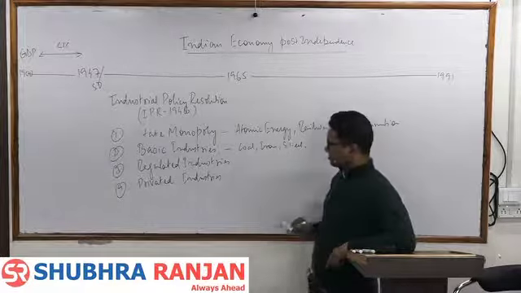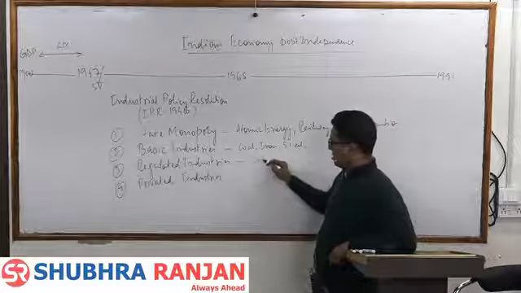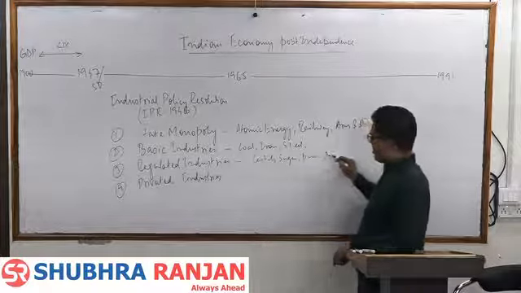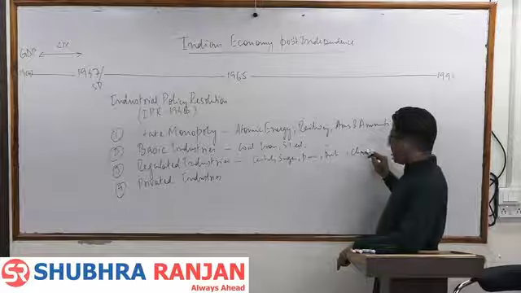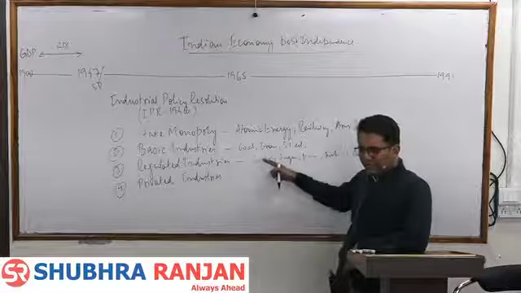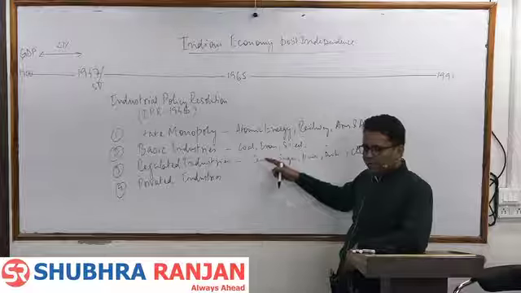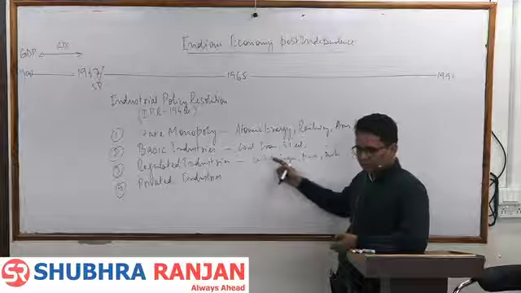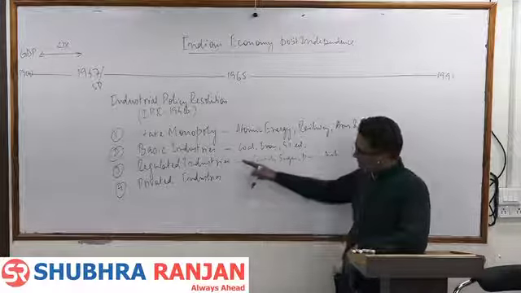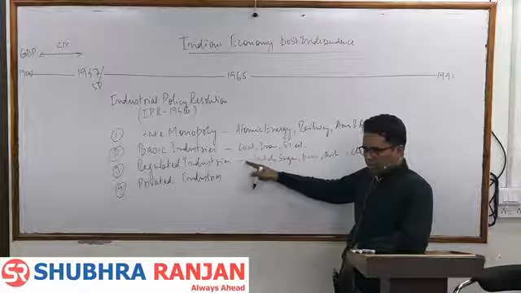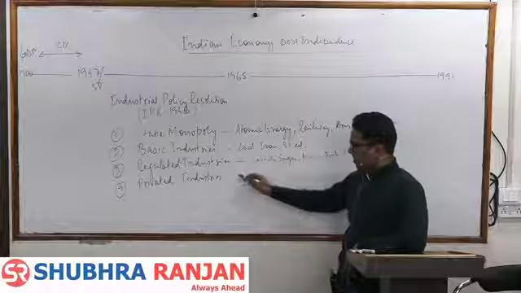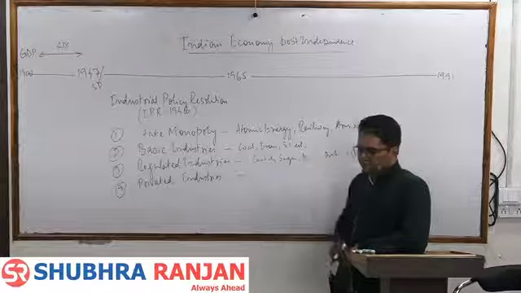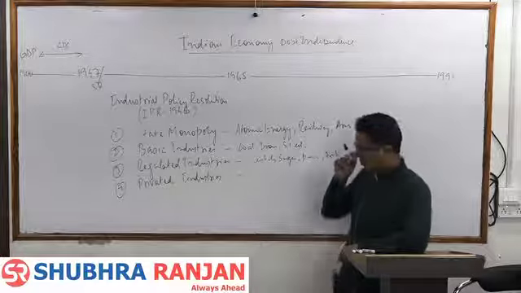Regulated industries: cement, sugar, paper, automobile, chemicals, fertilizers. In regulated industries, private sector can come, but government can regulate anything regarding where you will be setting up the plants, what will be the production, what will be the pricing. Private industry, whatever was not here, was under private sector. That means private sector can enter. Okay, so broadly 4 classifications.